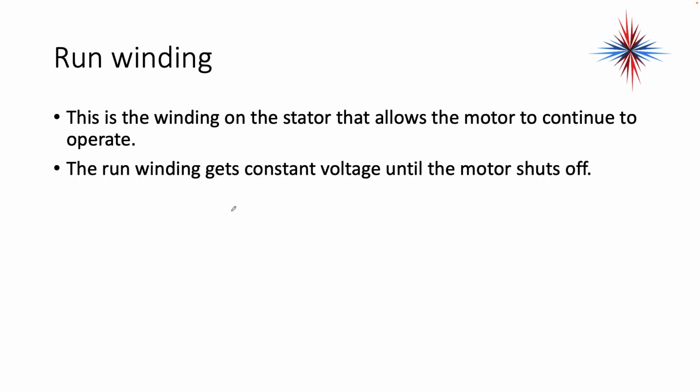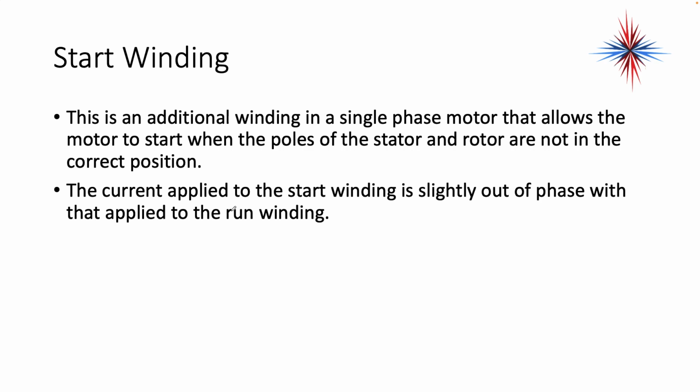The run winding is the winding on the stator that allows the motor to continue to operate. The run winding gets constant voltage until the motor is shut off. The start winding, on the other hand, may not always have constant voltage, or sometimes does, but it's still out of phase. We'll talk about that in one of our motor types.